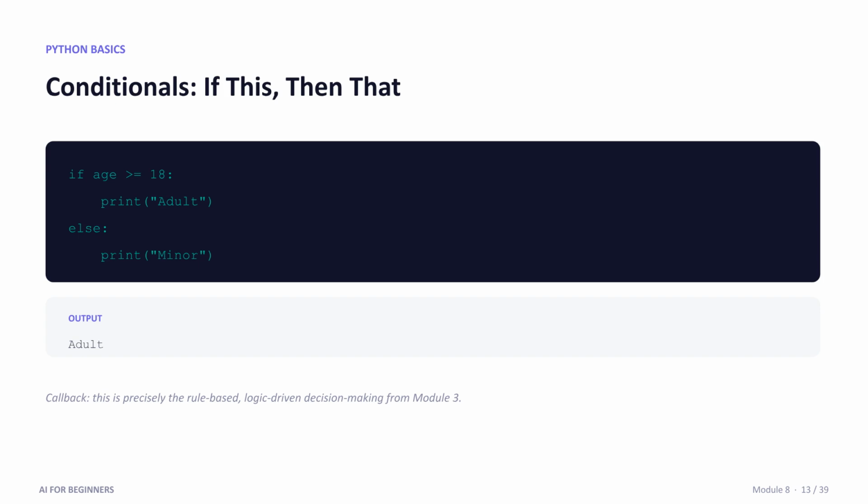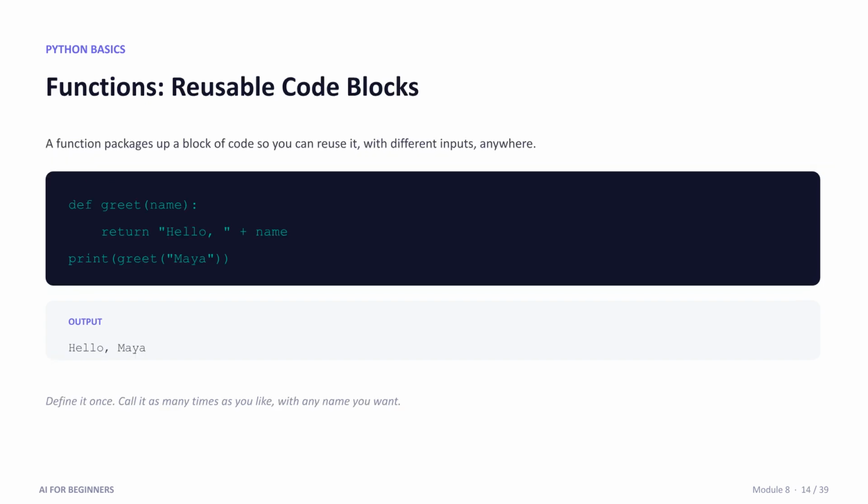Conditionals are how we implement logic. Using an if statement, the program makes decisions. For instance, checking if an age is 18 or older to determine if a user is an adult or a minor. Functions let you package logic into a reusable block. By defining a function once, you can call it repeatedly with different inputs, making your code significantly more efficient.